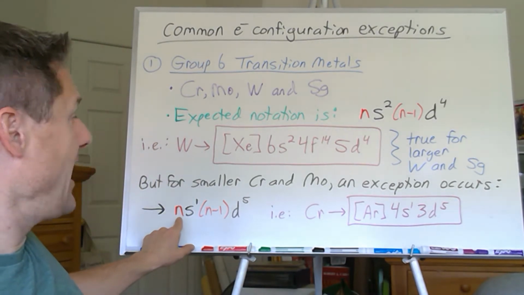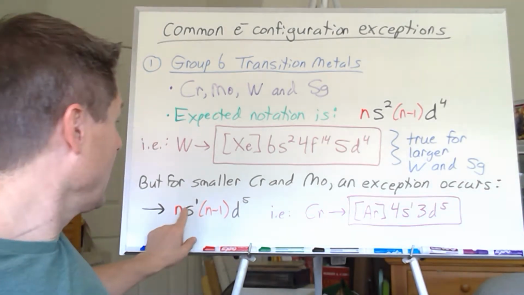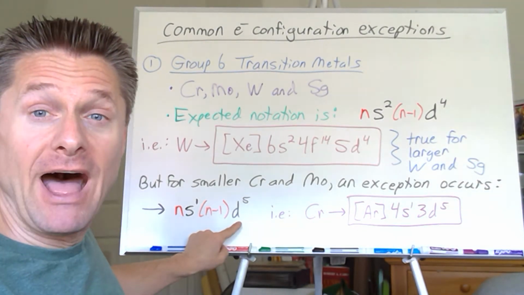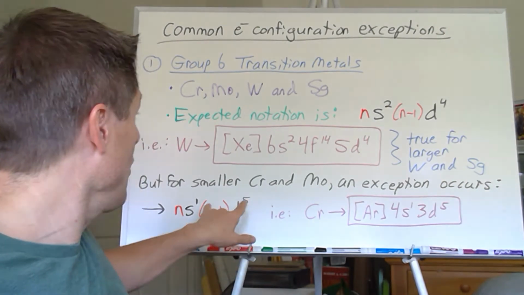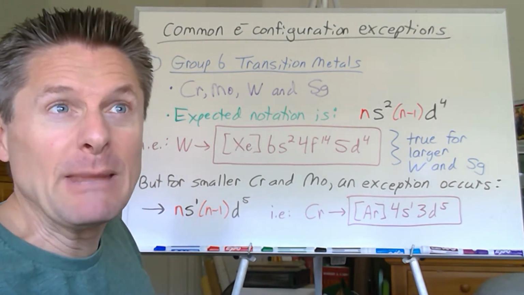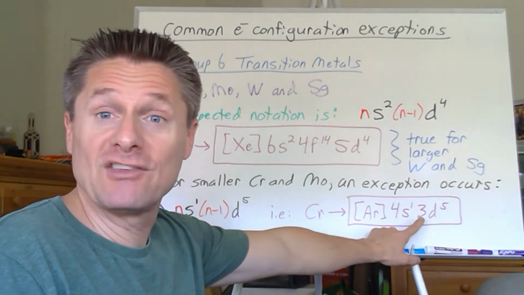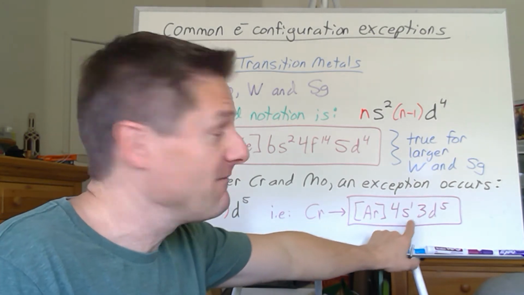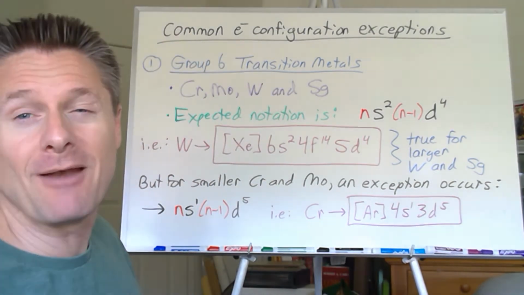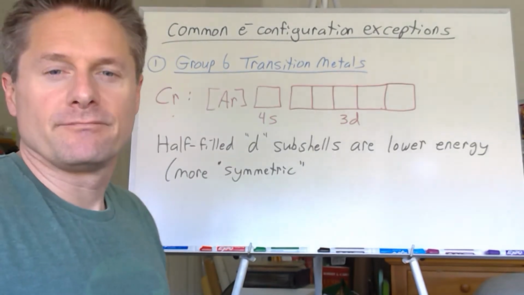So you get the ns1 (n-1)d5. So like a 4s1 3d5, a 5s1 4d5. So chromium and molybdenum are not what you would expect. So chromium, you would expect a 4s2 3d4, but you get a 4s1 3d5. That electron gets promoted in there. Let's take a look at why that happens real quick.